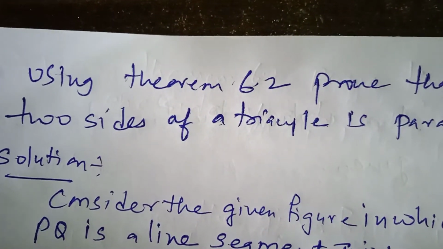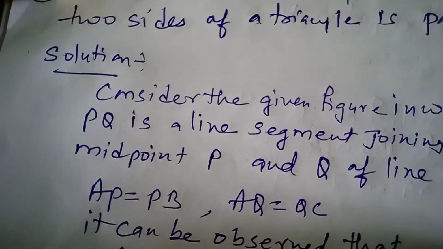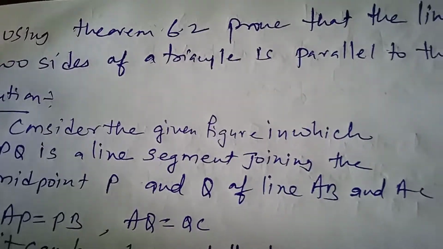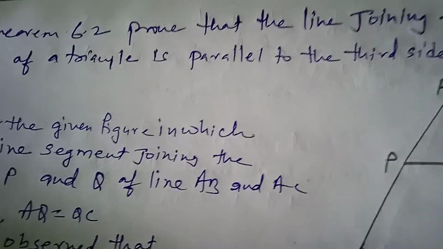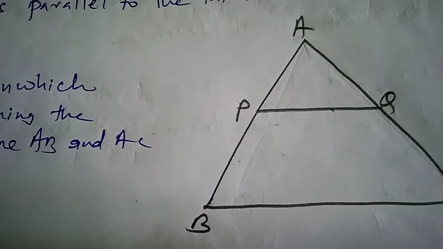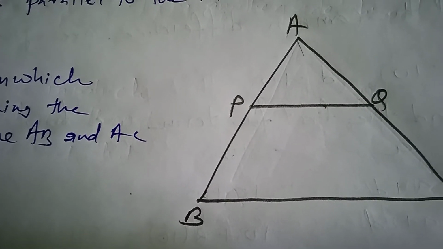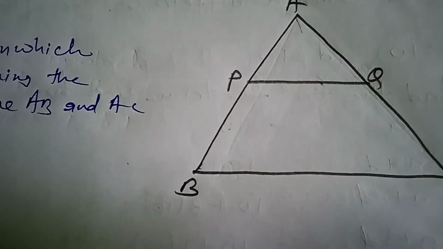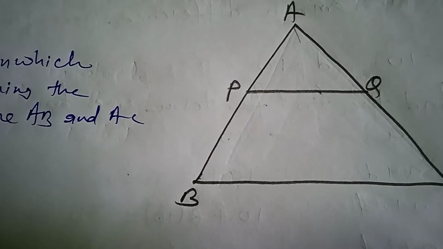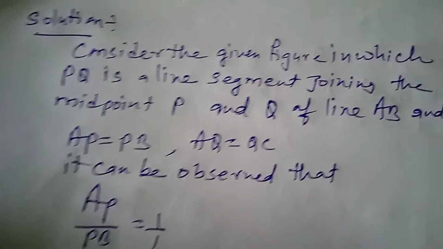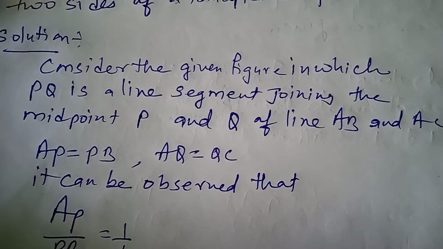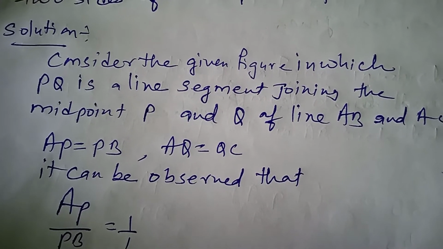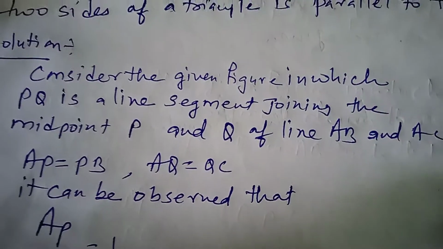Using theorem 6.2, prove that the line joining the midpoints of any two sides of a triangle is parallel to the third side. Let us see the figure again. Same triangle we are having, triangle ABC. P is the midpoint of AB, Q is the midpoint of AC, PQ parallel to BC, we can see in the figure. Considering the given figure in which PQ is a line segment, this point is given in the question. That is why we have written it again.